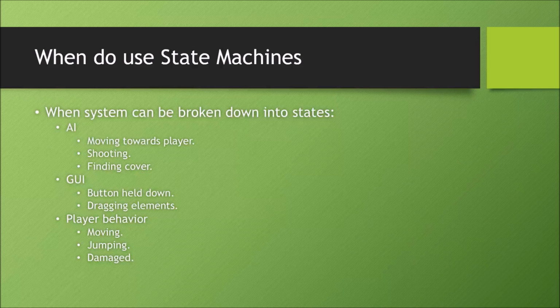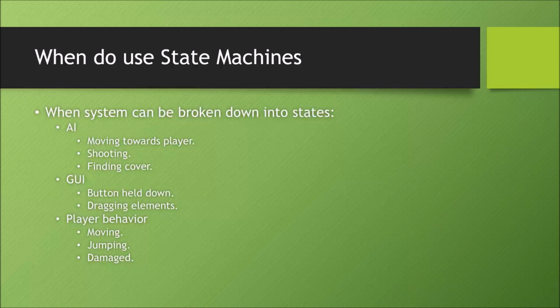Most of the time this is used for AI, as you'll have, for example, moving towards a player, shooting, or finding cover. It can also be used for GUI, for example, when you're holding down a button, you don't want anything else to happen, or when you're dragging elements around, you don't want to accidentally click buttons, even though you're just dragging around an element.